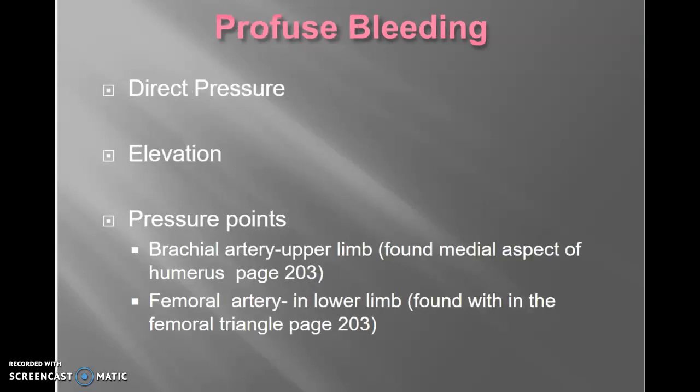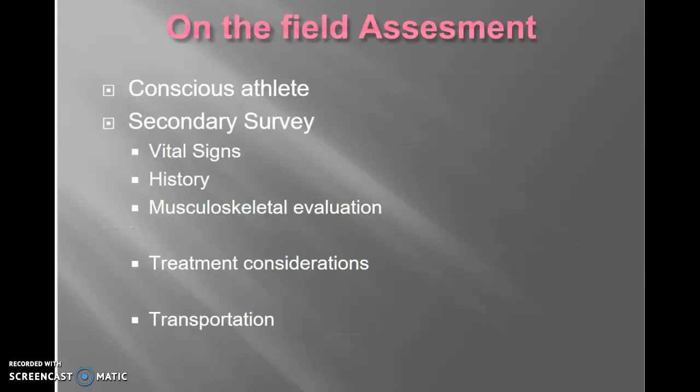For profuse bleeding, direct pressure is applied. Elevation is utilized when possible. And remember to use pressure points, either your brachial artery for an upper limb, found in the medial aspect of the humerus, we'll discuss this on page 203, or the femoral artery for a lower limb, found in the femoral triangle on page 203. Again, we will go over that.